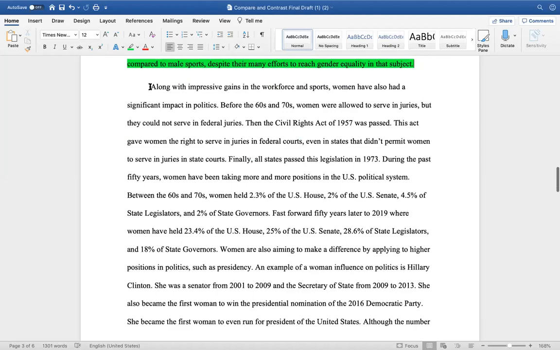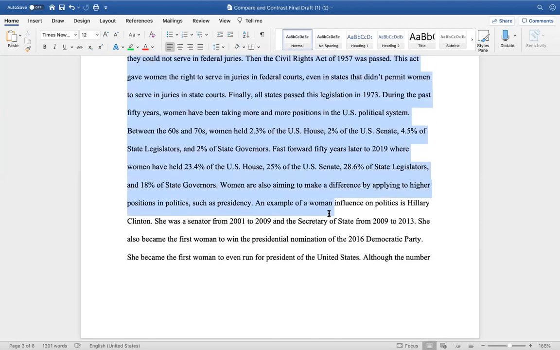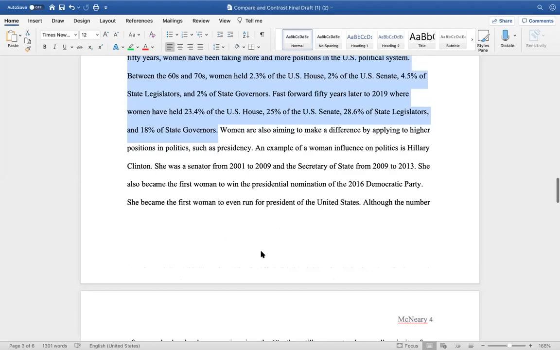And then our last body paragraph, we see the student says, along with impressive gains in the workforce and sports, women have also had a significant impact in politics. And then again, without me reading the entire paragraph to you, I want you to notice it starts before the 60s and 70s. So for the majority of this essay, we see that there's this very clear line of how the student is talking about the past in the first part of the paragraph. And then we see that they shift.